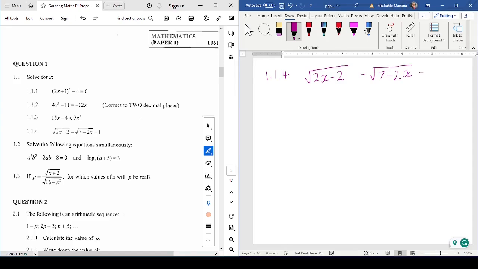Okay, and all of this is equals to 1. Now remember, the whole idea with these questions is to put the surds on one side and then put the numbers or whatever else is left on the other side of the equal sign. It's already done here, so we can just go over and put the brackets in square on both sides. Okay, now when we do this, remember what I like to do?